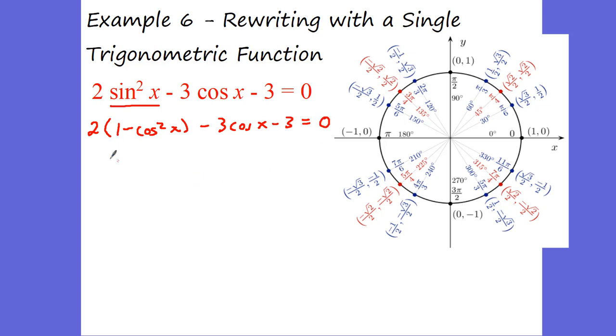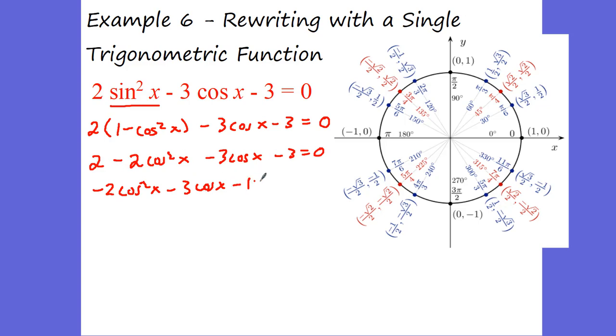Okay, let's do a little distributing here. So we have 2 minus 2 cosine squared of x minus 3 cosine of x minus 3 is equal to 0. Which means I really just have a quadratic type. Okay, now I hate quadratic types that start with a negative, which means that I'm going to move everything over to the other side in just a second. It's just a preference. You could factor it out. So we have 2 minus 3, that's minus 1 equals 0.